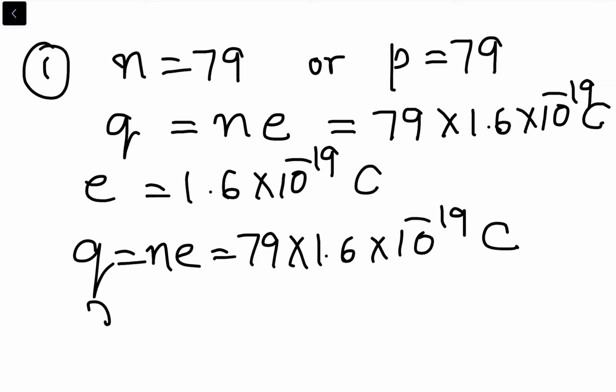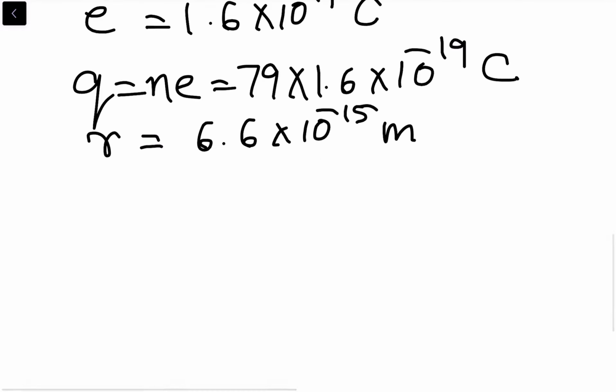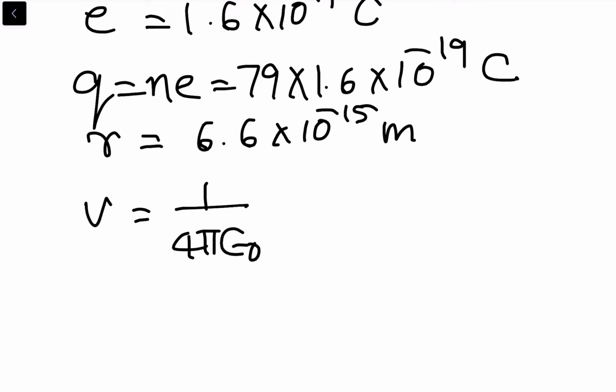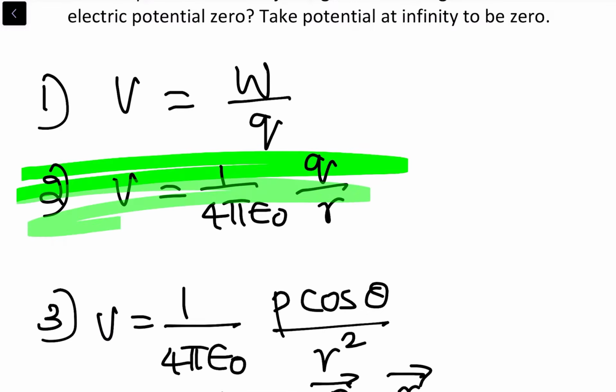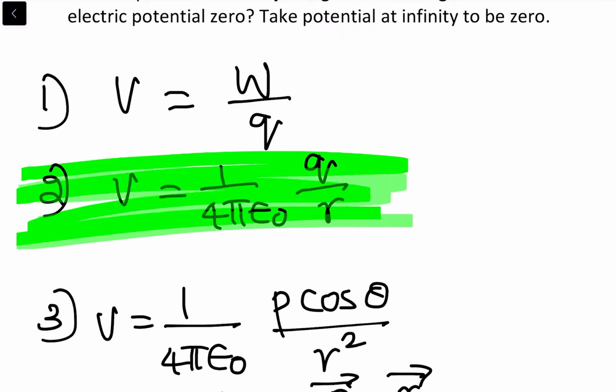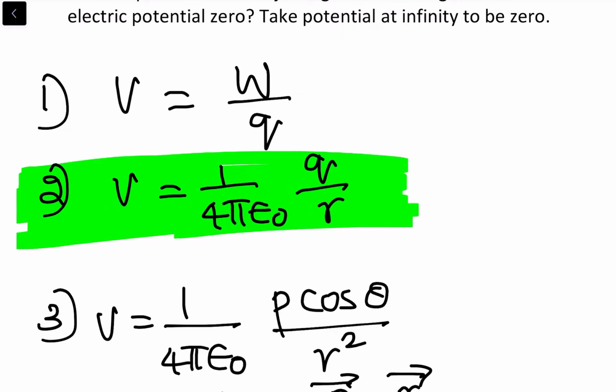Now, the radius of this gold nucleus is 6.6 into 10 to the power of minus 15 meters, and now let's calculate the potential, that is V is equal to 1 by 4 pi epsilon naught Q by R. This I have already written here. This is the formula which we are using here to calculate, that is V is equal to 1 by 4 pi epsilon naught into Q by R.